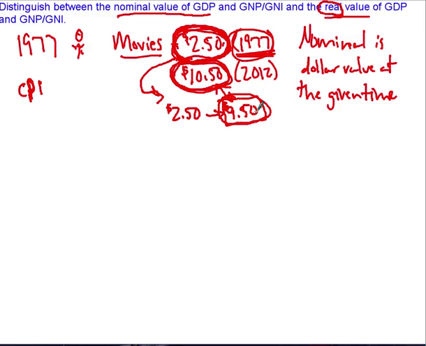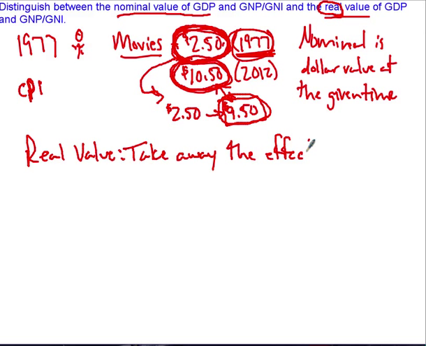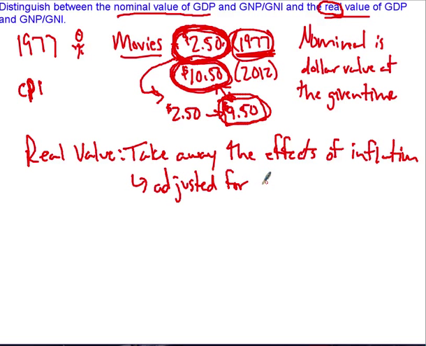When we convert, real values take away the effects of inflation, or you'll see it worded as adjusted for inflation. Real values are what we want to look at, because real values allow us to compare things over time.